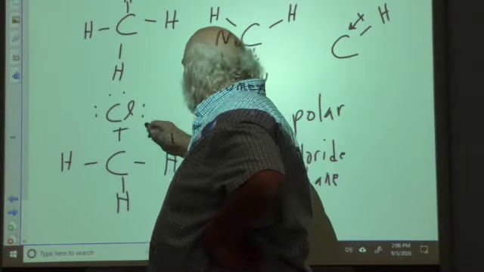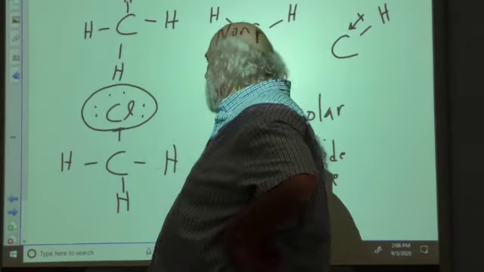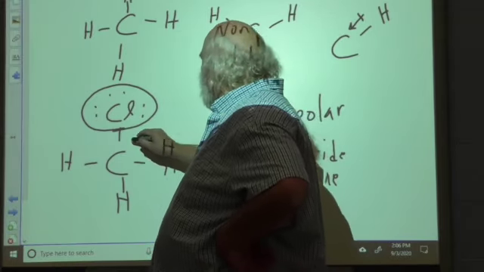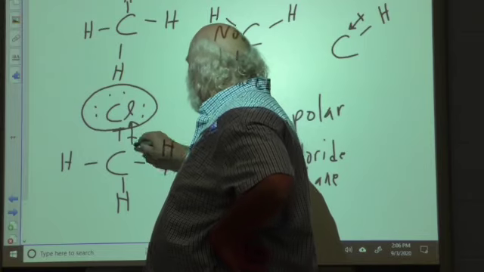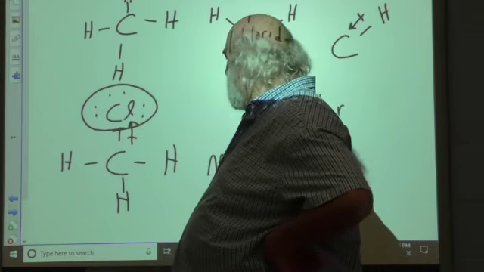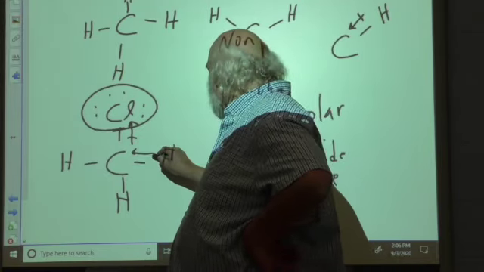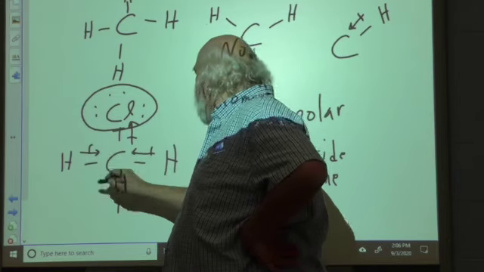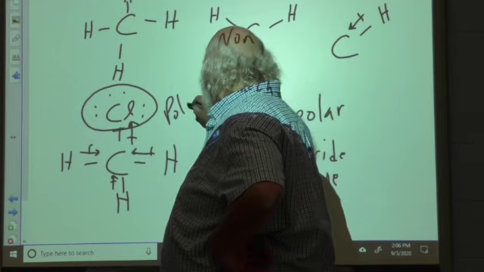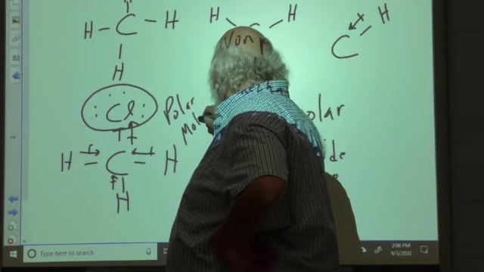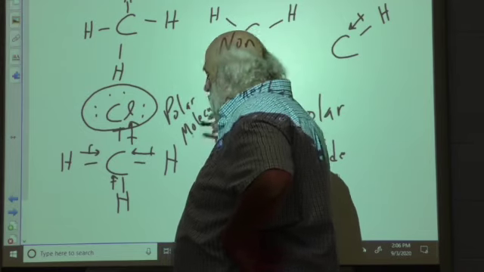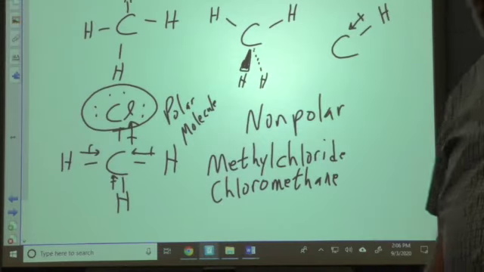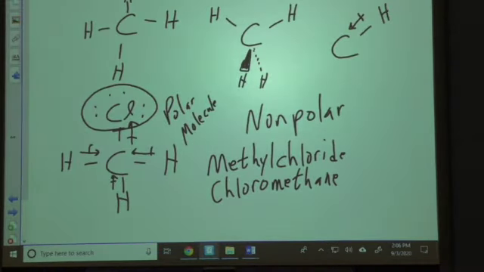This hydrogen right here got replaced with a chlorine, so now it's different around there, and the fact that this is wicked electronegative means the electrons get pulled in that direction. These are getting pulled slightly in this direction, and that makes this a polar molecule. You have an inequality of charges around the central atom, which makes it polar.